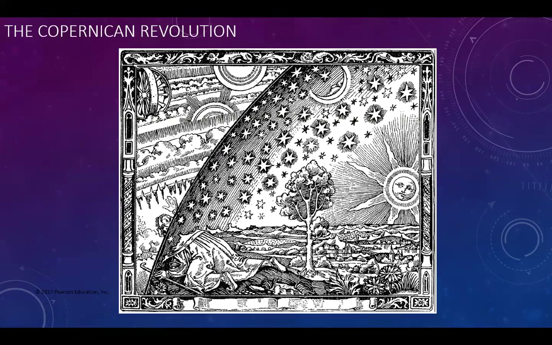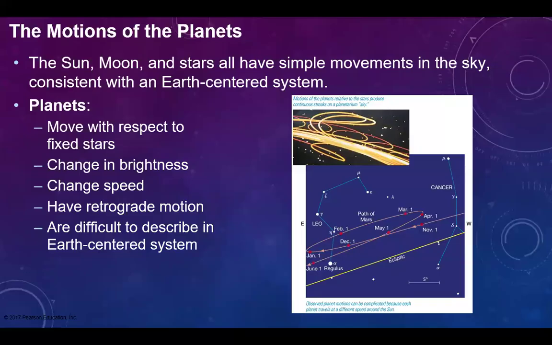So let's talk about the point where astronomy started to change, when we got rid of the geocentric model. This is known as the Copernican revolution. The sun, the moon, and the stars all have relatively simple movements in the sky, consistent with an Earth-centered system. Everything makes sense for stuff traveling around the Earth.